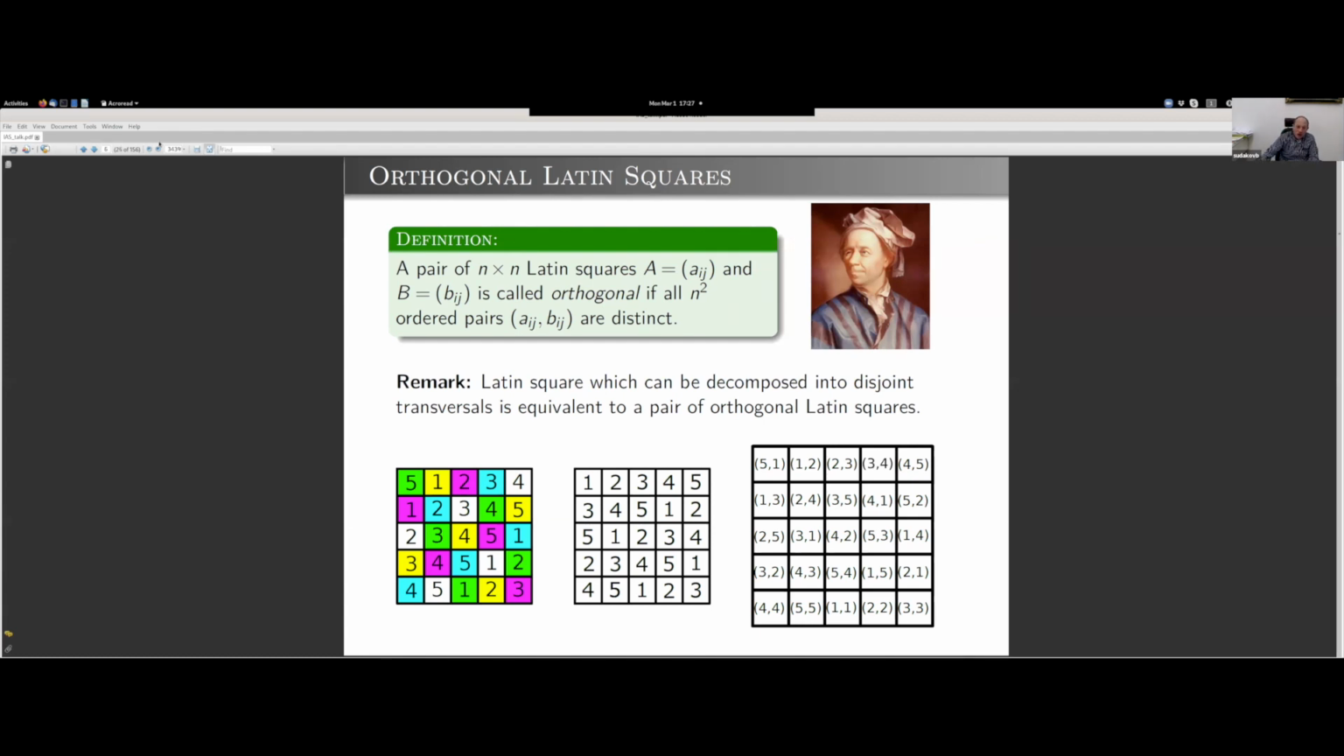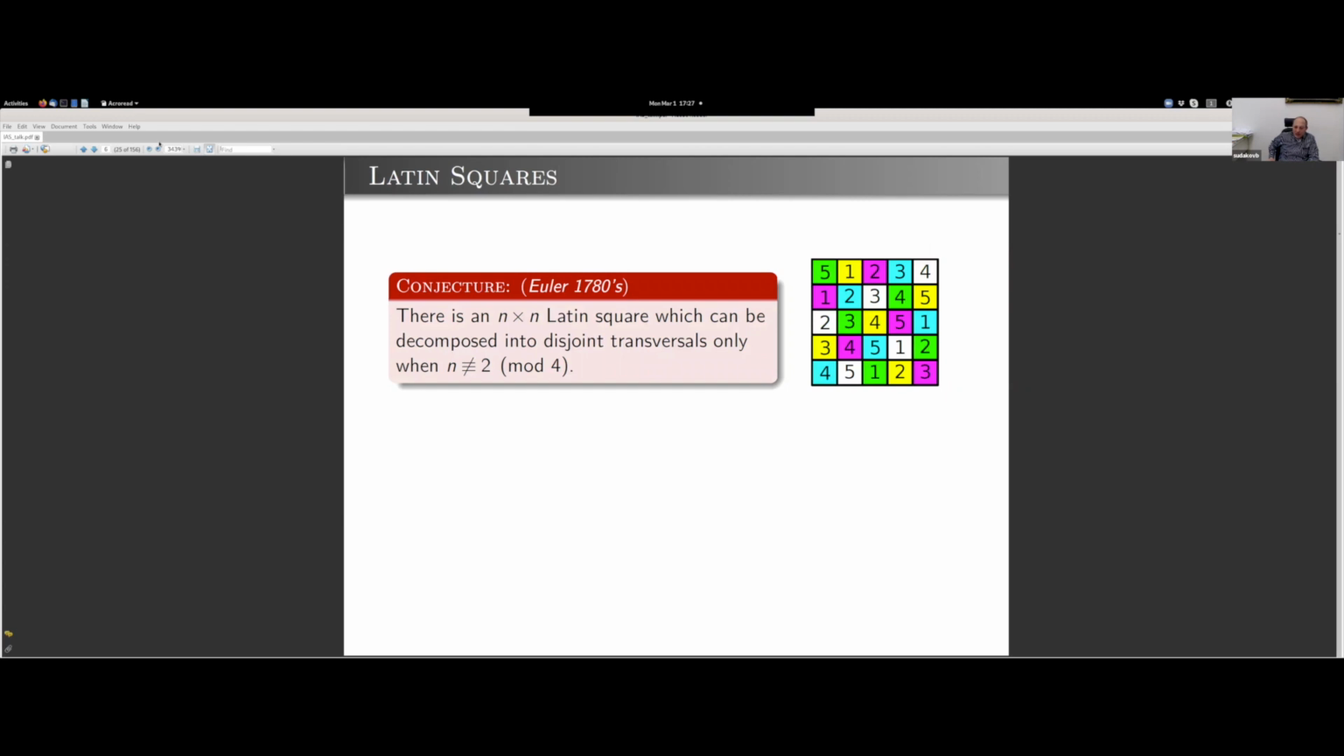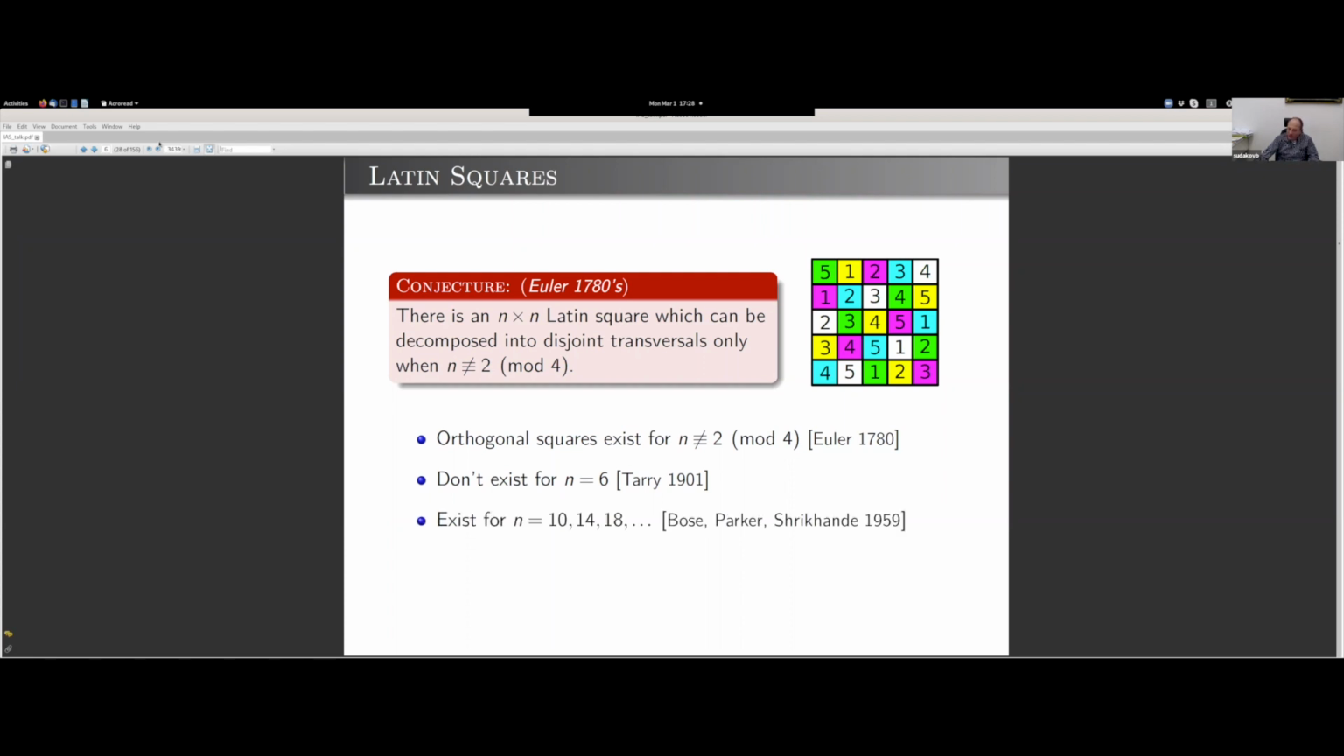To finish this story, Euler conjectured that for every n which is not 2 mod 4, you can find a pair of orthogonal Latin squares, and otherwise you cannot. Indeed, he proved the first part: he found a construction of orthogonal Latin squares for every n which is not 2 mod 4. Then it took quite a long time until in 1901, Tarry proved Euler's conjecture for n equals 6, showing that there is no pair of orthogonal Latin squares. But later, the conjecture of Euler was disproved, and for all other values, 10, 14, 18, people did find a pair of orthogonal Latin squares.